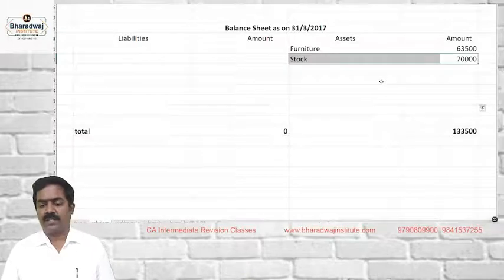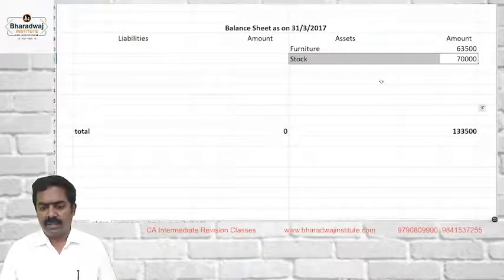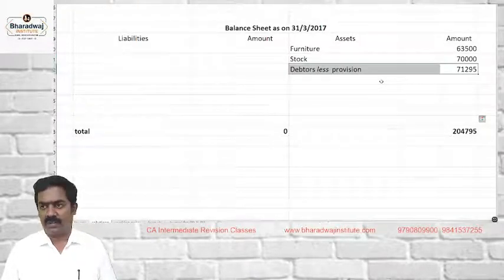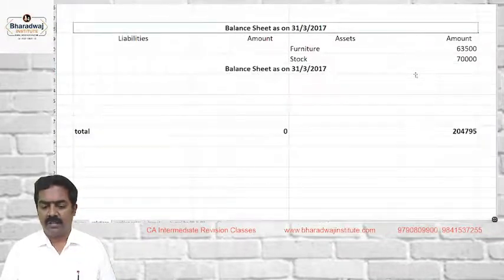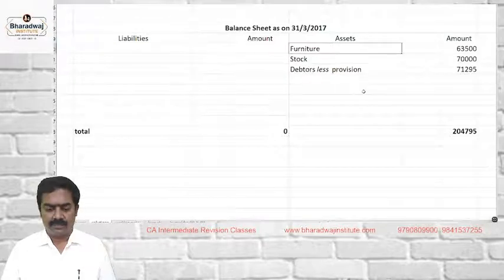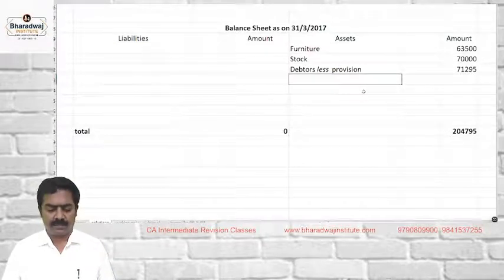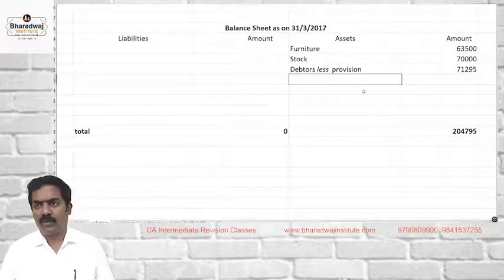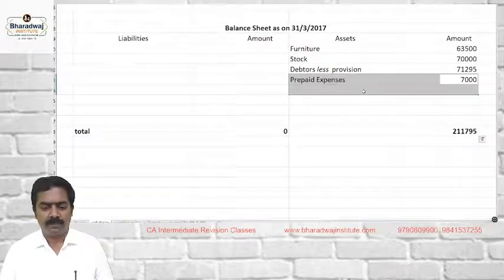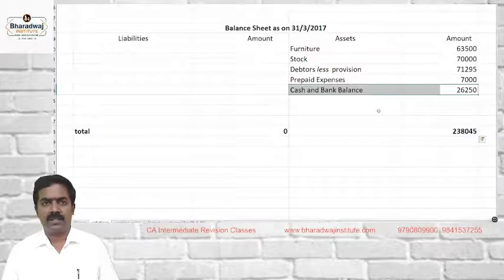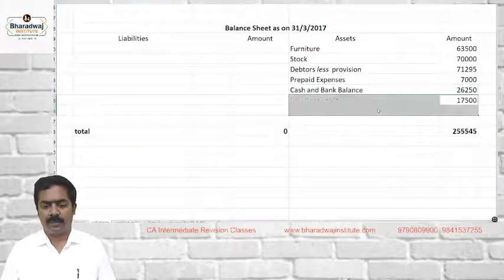Closing stock balance, then debtors after adjusting provision. How much percentage provision? 2% provision, you adjust and take it. Then what is the next one? Before that, prepaid expenses, of course, 7,000. Then cash and bank balances 26,250 given in the problem.